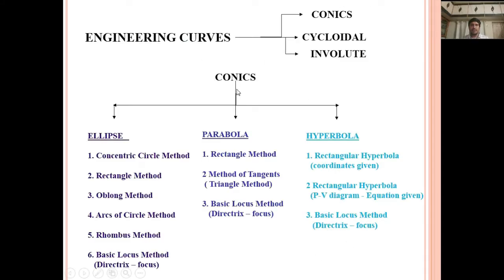This is the basic engineering curve classification, that is conics, cycloidal and involute. In the conic section there are three different curves, called ellipse, parabola and hyperbola. In today's session we have a detailed discussion regarding the ellipse by the concentric circle method.